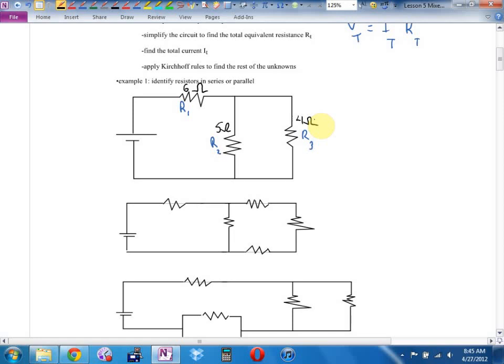Well, first what I would do is I would replace these two with a single equivalent resistor. I got a 6. Replace these two with their mathematical equivalent. How? Well, 1 over the resistance, because they're in parallel, is going to be 1 over 5 plus 1 over 4.